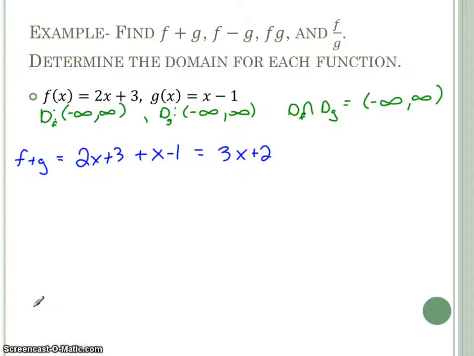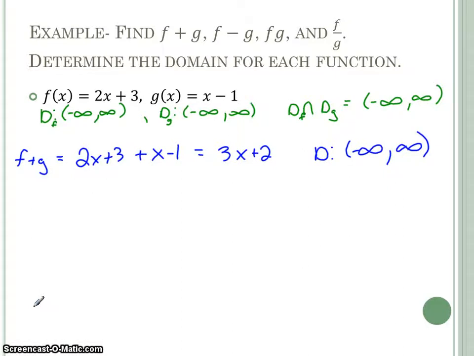So that negative infinity to infinity is going to be for all of them except for the fourth one. It'll be for the first three, and then for the fourth one we might have to exclude just a little bit more. Well, I'm getting there. We have to put the domain for each of them. I know, so much more writing. So the domain for this one is negative infinity to infinity.